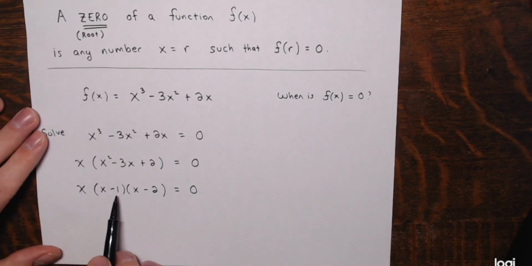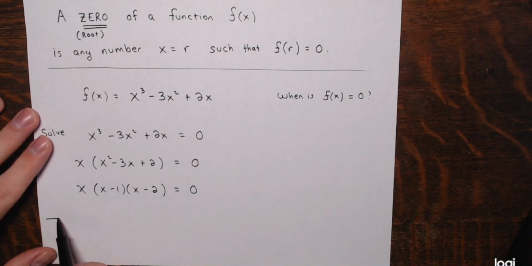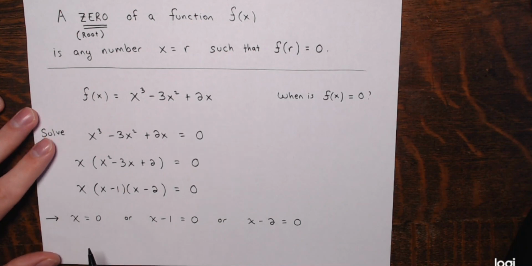I have a product of a bunch of factors equal to 0. And then we can apply the zero product property. Remember, what the zero product property states is that if a product equals 0, then one of the factors has to be 0. So either x equals 0 or x minus 1 equals 0 or x minus 2 equals 0. Just take each factor, set it equal to 0, and then we solve these.